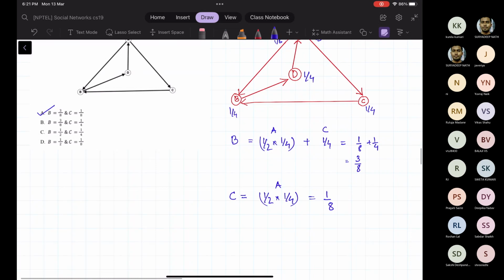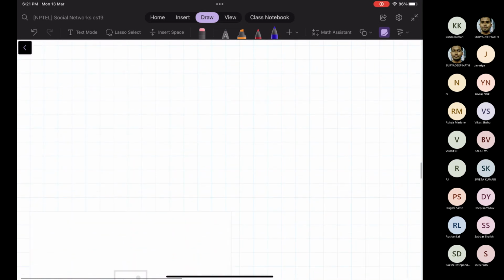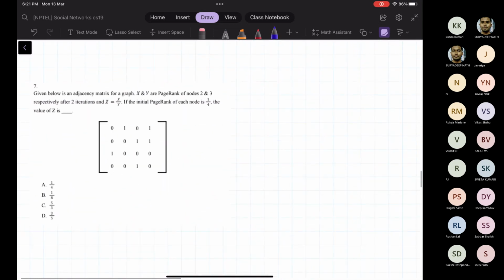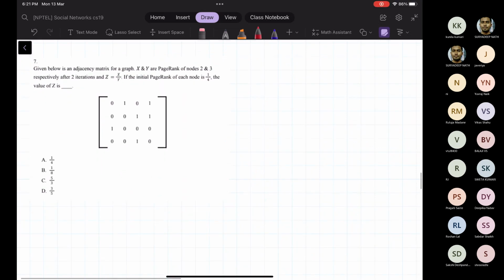Okay, let us move on to the next question. Coming to the next question, below is the adjacency matrix for a graph. X, Y are the page ranks of node 2 and 3. After two iterations, Z is equal to X by Y. The initial page rank is 1/4. What is the value of Z?